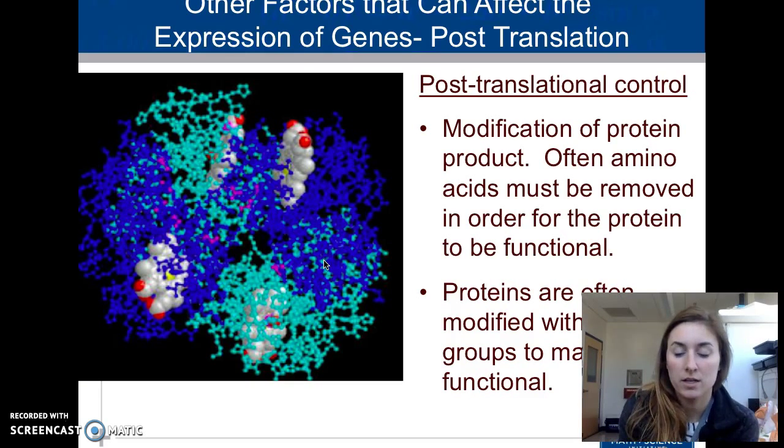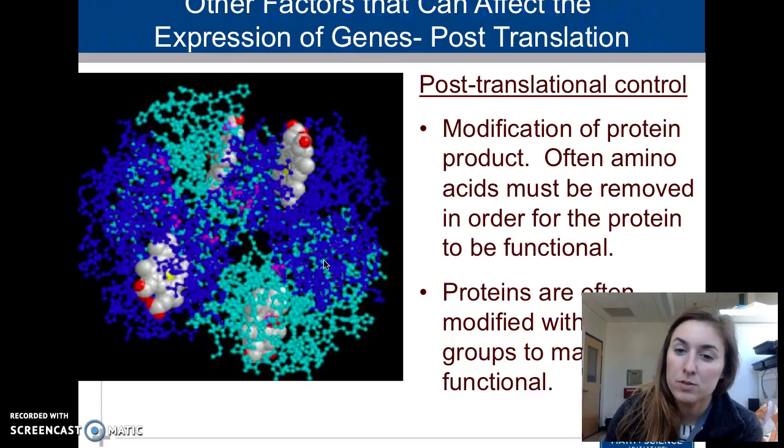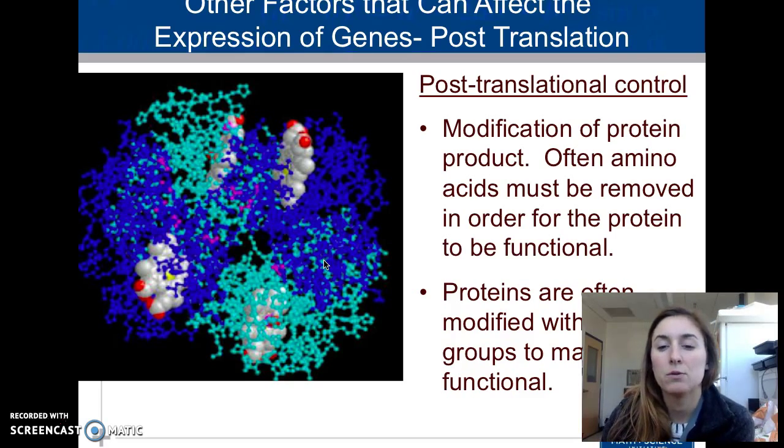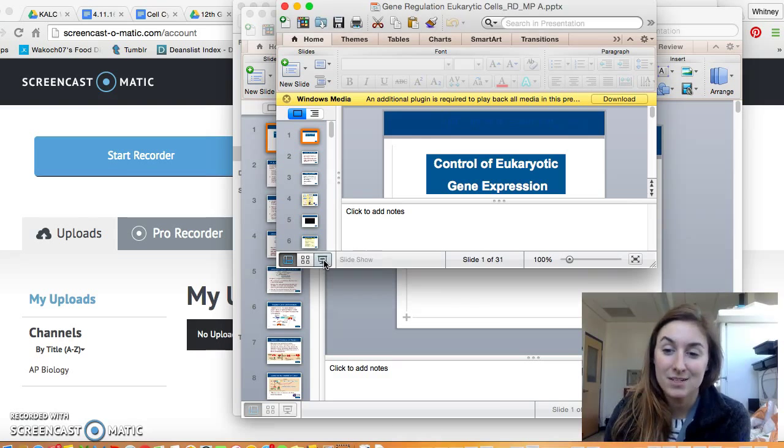So we've done in the DNA, post-transcription, post-translation. Once we have a protein made, we can modify that protein. Often amino acids can be removed from the two tail ends for the protein to be functional. Proteins are often modified, so we add on little groups, and those can impact the proteins as well. And that is going to be it.